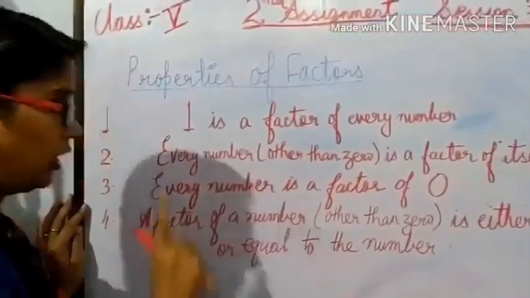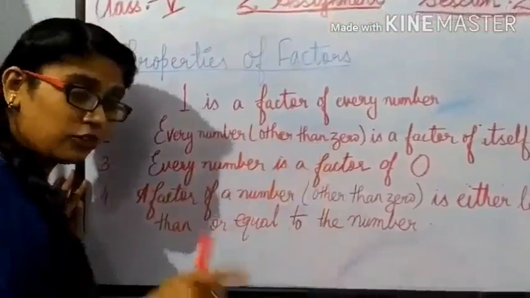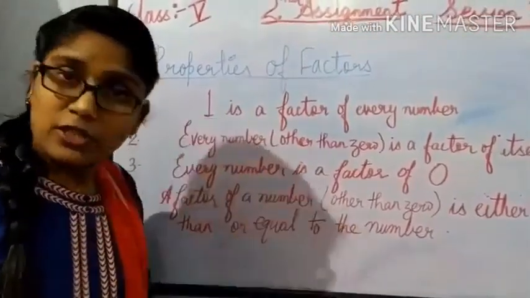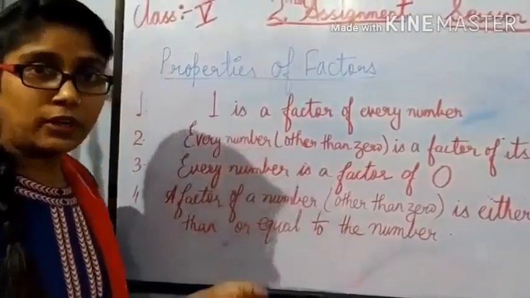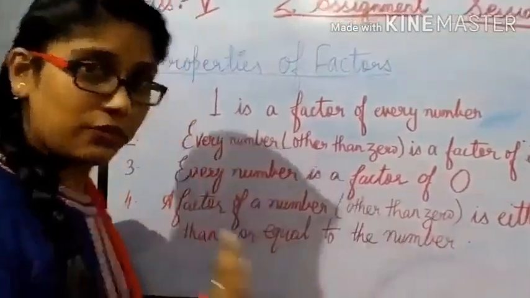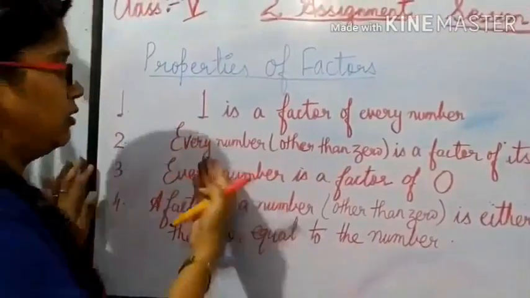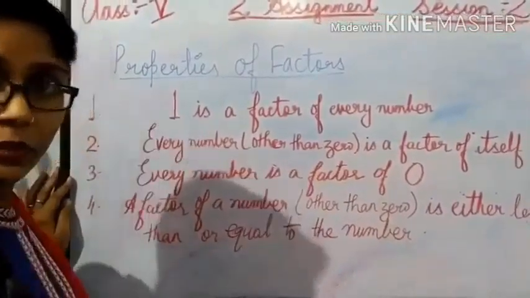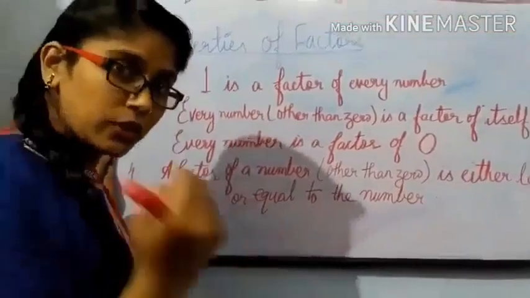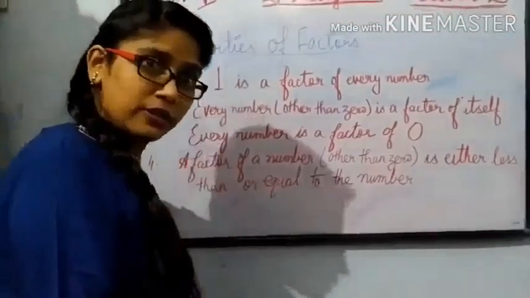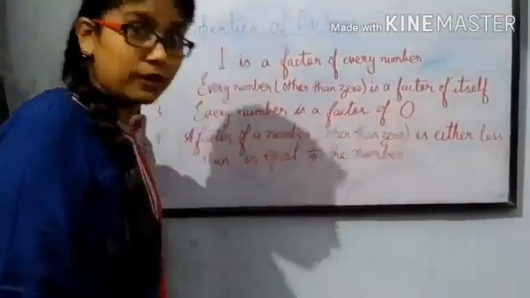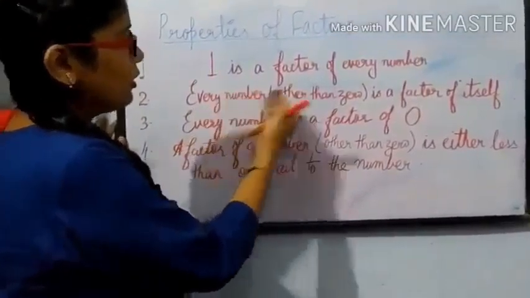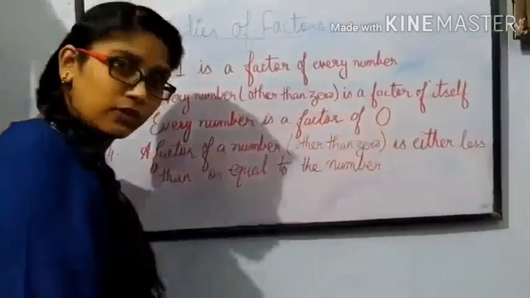Number 2. Every number other than 0 is a factor of itself. You understand? Suppose I have taken 5. Since 5 is divided by 5 itself, 5 is divided by 5 one time. It means every number is a factor of itself. Suppose I have taken 10. 10 can be divided by 10 itself. 9 can be divided by 9 itself. 100 can be divided by 100 itself. So it justifies every number other than 0 is a factor of itself.